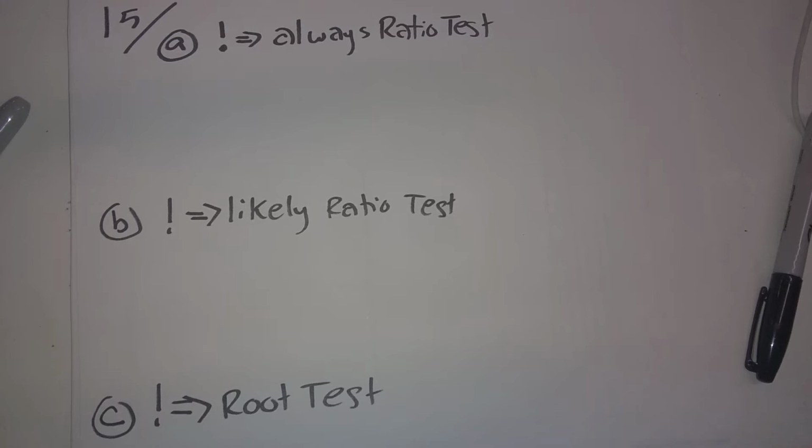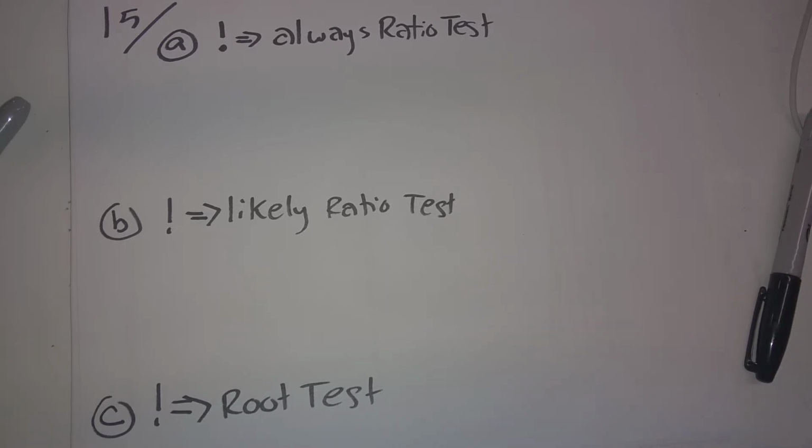Number 15, the last question. Which of the following statements is true? Part A, if a series has one or more factorials in it, we should always use the ratio test to determine convergence or divergence. Part B, if a series has one or more factorials in it, the ratio test is likely the best test for convergence or divergence.